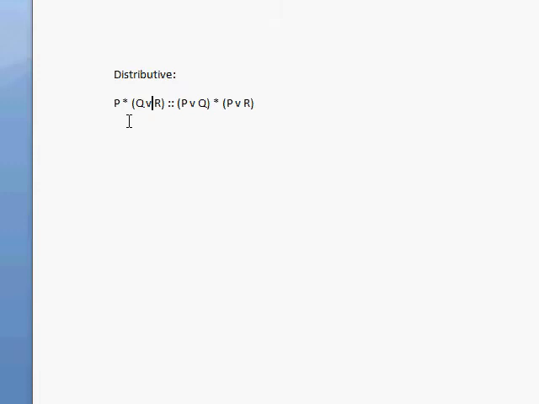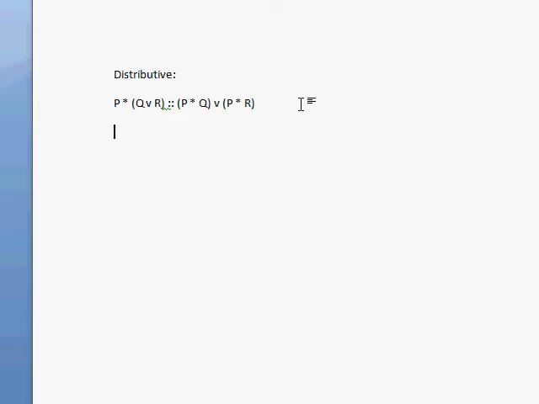So if we had P and (Q or R), we would get (P and Q) or (P and R). And so again, the main operator when it's undistributed goes from outside the parentheses to inside both of the parentheses. And when it's distributed, it goes from inside the parentheses back outside when it becomes undistributed again.